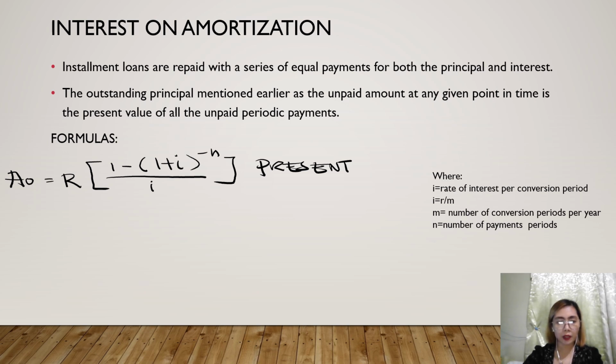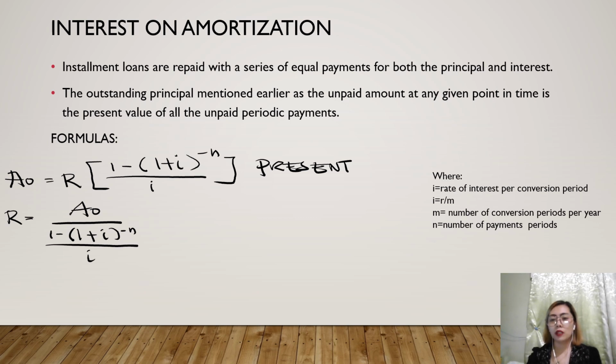Then, for periodic payment naman, we are using R is equal to A sub O over 1 minus quantity 1 plus I raised to negative N over I. Okay? So, wherein I is the rate of interest per conversion period. Okay? So, yung I natin dito, hindi siya kagaya nung I na interest na malaking I. So, this refers to rate over conversion period per year. Okay? So, mamaya sa example, mas maiintindihan nyo.